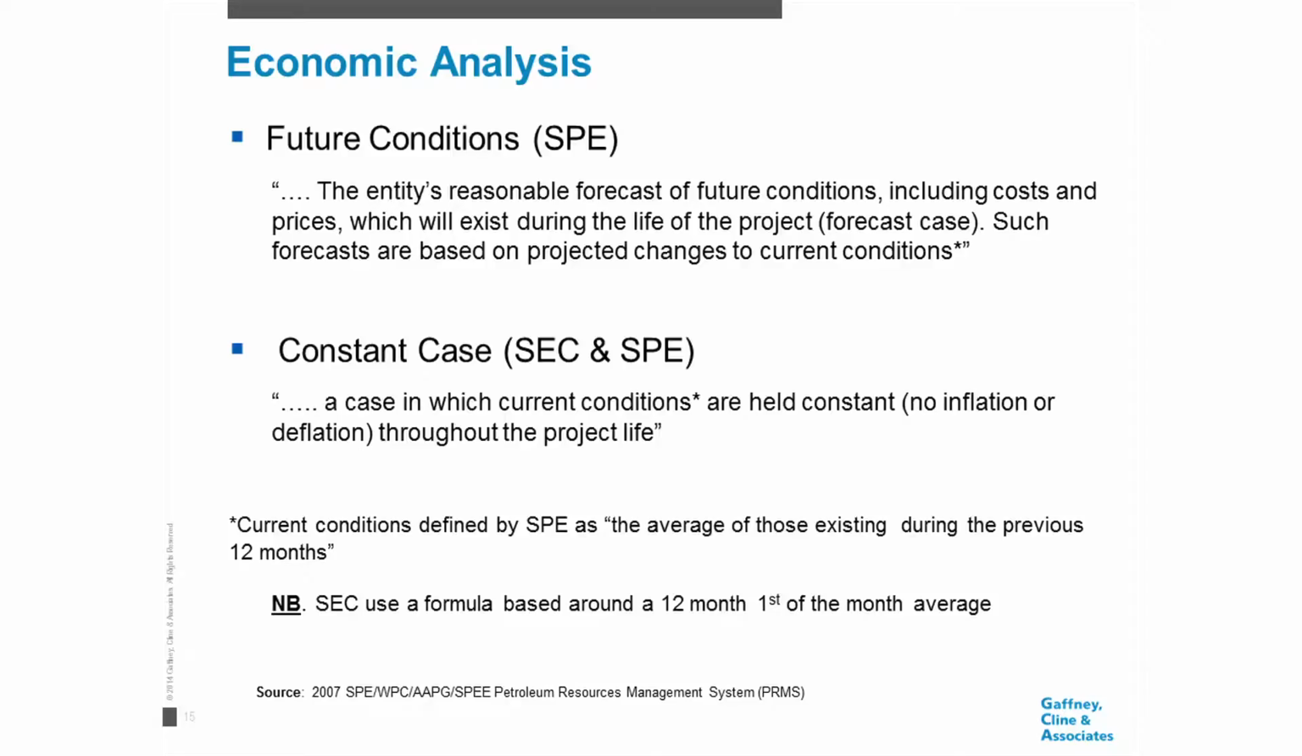On the other hand, the constant case economics, and this is used by the Securities Exchange Commission in the US. So a lot of the biggest companies in the world, the BPs, the Exxons, the Shells, would use this sort of economics in their reporting because that is required by the SEC and they're lodged on the US Stock Exchange. So that's basically a case in which the current conditions are held constant. So there's no inflation or deflation throughout the project life. So this is just a flat forecast of future price and future costs.